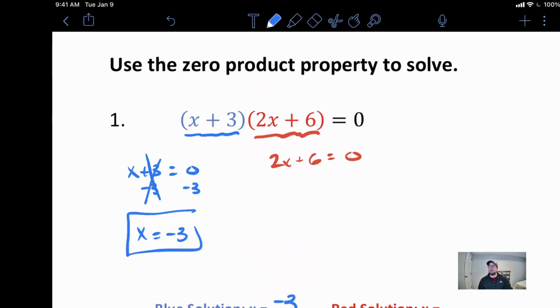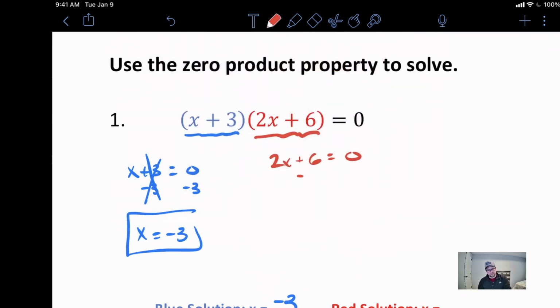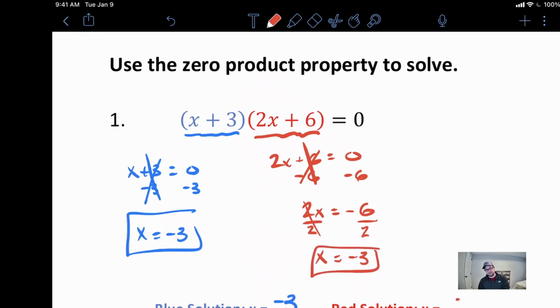Now for the red problem, I would have to do a little bit more work. The first thing I would do is get rid of the 6 using subtraction, and that would leave me with 2x is equal to negative 6. Then I would divide by 2 and divide by 2 because I'm trying to get x alone. Negative 6 divided by 2 is negative 3. So I get negative 3 for both answers in this one.